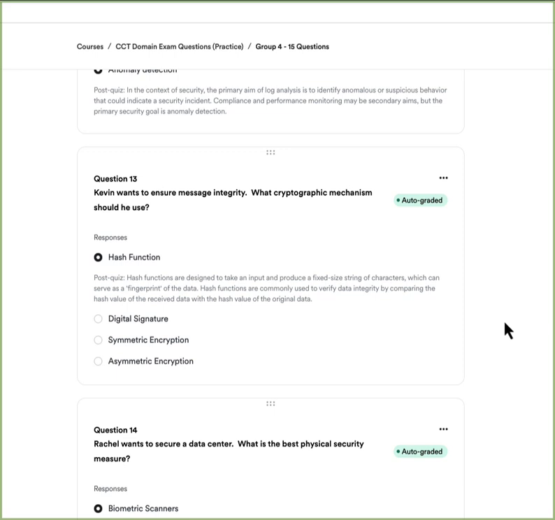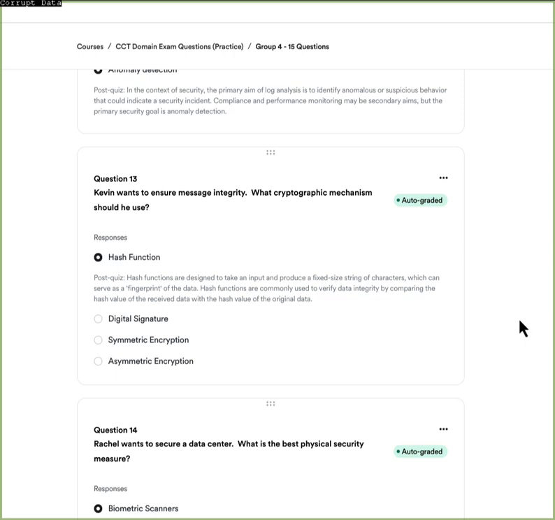Question 13. Kevin wants to ensure message integrity. I was going to say massage integrity. That just would not work. Kevin wants to ensure message integrity. What cryptographic mechanism should he use? A, a hash function. B, a digital signature. C, symmetric encryption. Or D, asymmetric encryption.